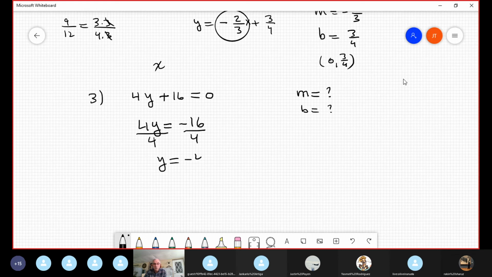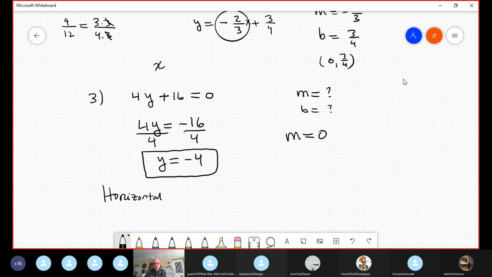Y is equal to minus 4. Wow. And what kind of line is it? What kind of line? Horizontal. Absolutely. Horizontal. Slope is 0, no slope, totally flat, and B is negative 4.